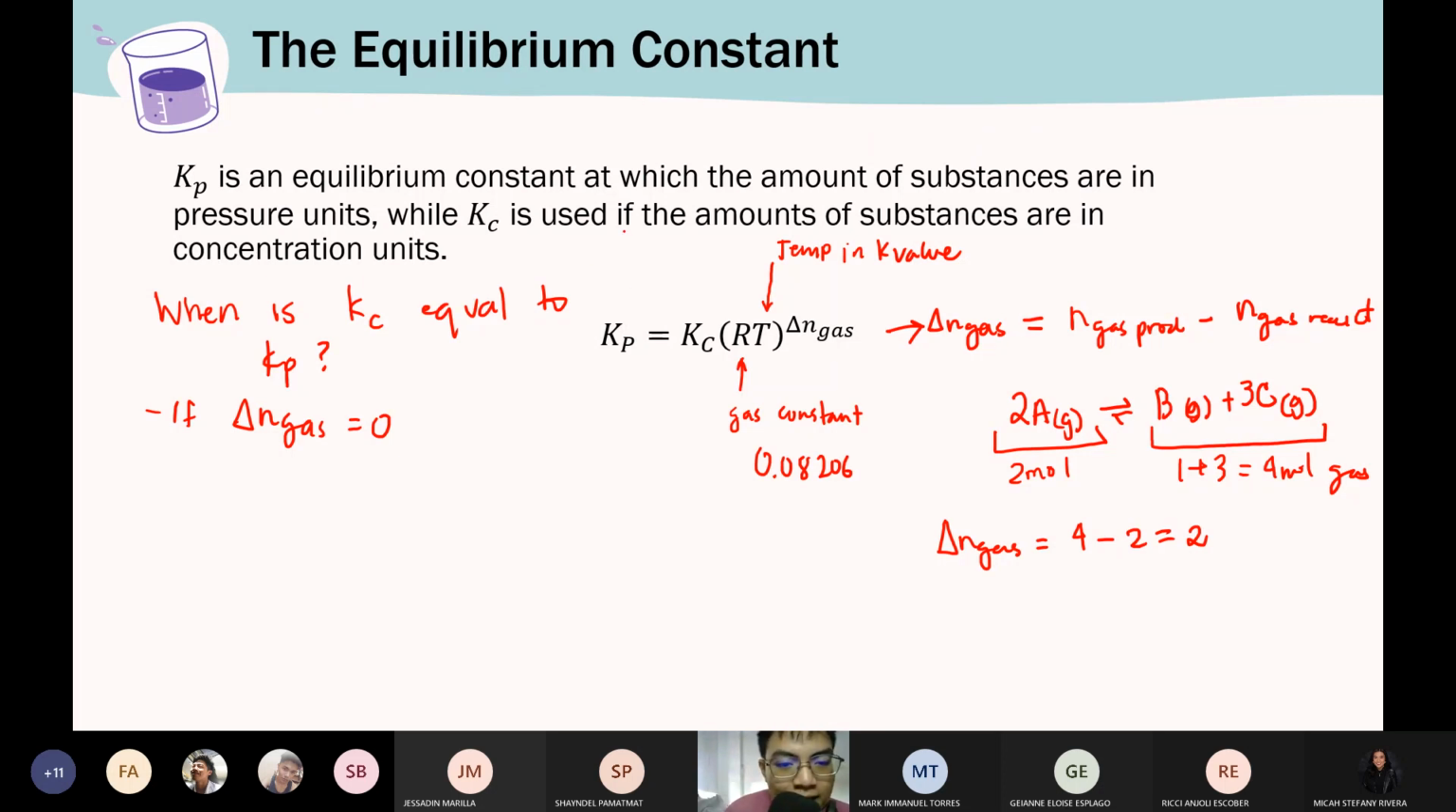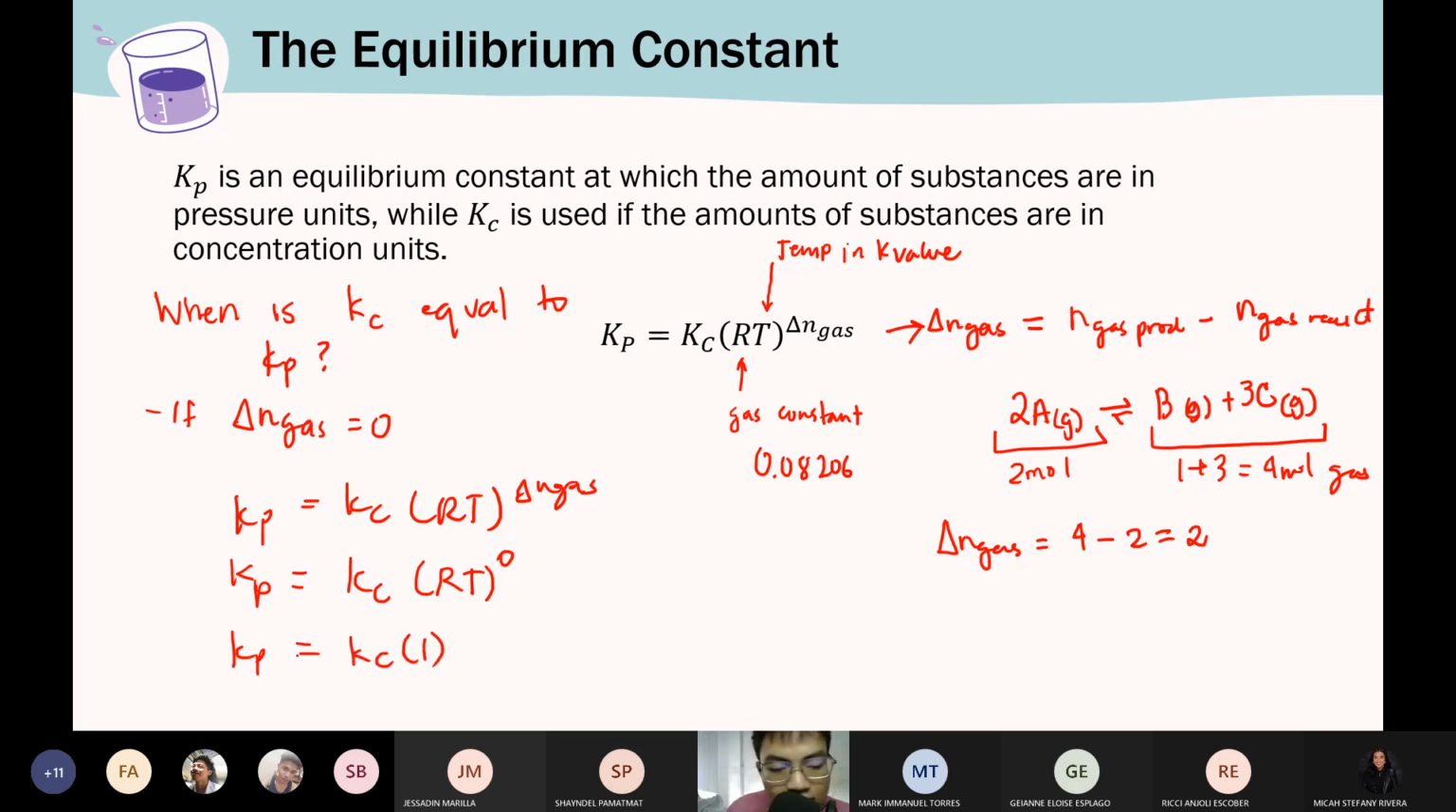What happens mathematically? So, sabi ni algebra, anything raised to 0 is equal to 1. So, looking at our equation, Kp equals Kc (RT) raised to delta N gas. If this is 0, then what will happen? Magiging 1 na lang siya. Okay? So, meaning Kc is indeed equal to Kp. Magiging equal na lang sila. Okay? So, ganun.